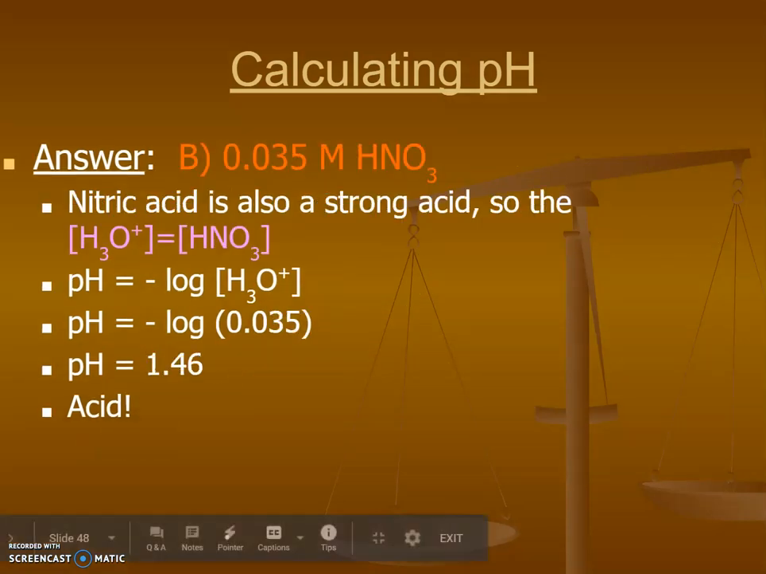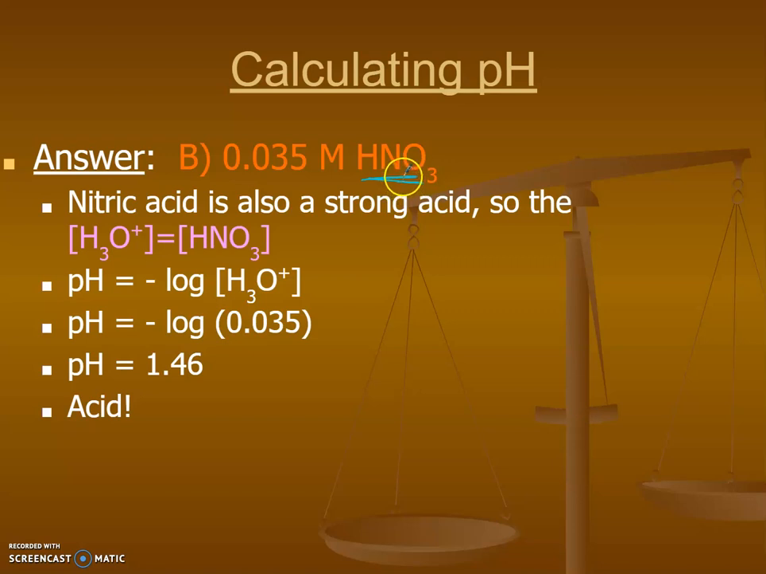Okay, next we have 0.035 molar nitric acid. Nitric acid is another one of those very strong acids I asked you to memorize. So that means that you need to look at the concentration of this as well for your concentration of your hydronium ion. The hydronium ion will be the concentration of your actual acid. So with that said, this is the negative log of 3.5 times 10 to the negative second.